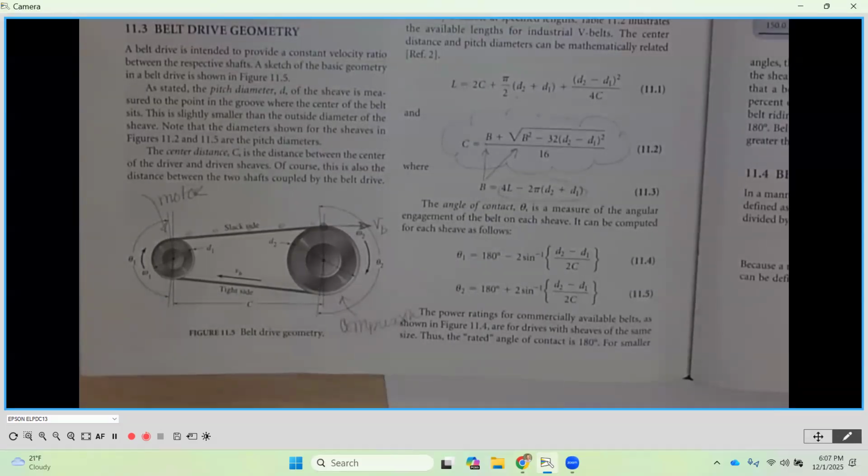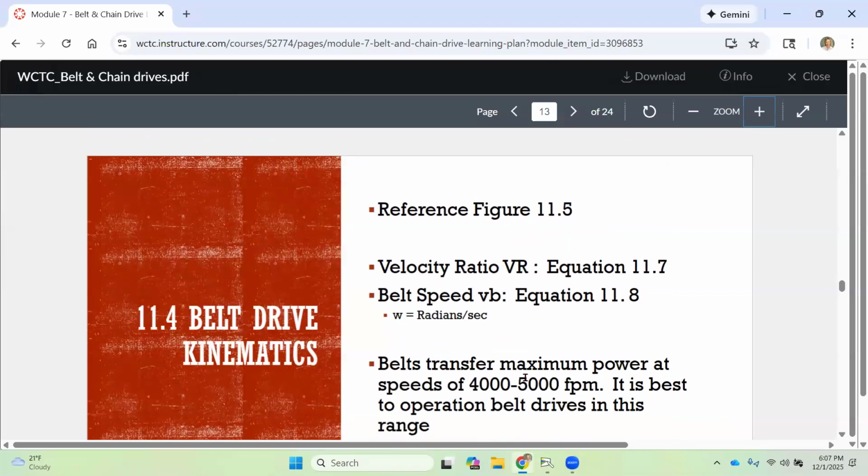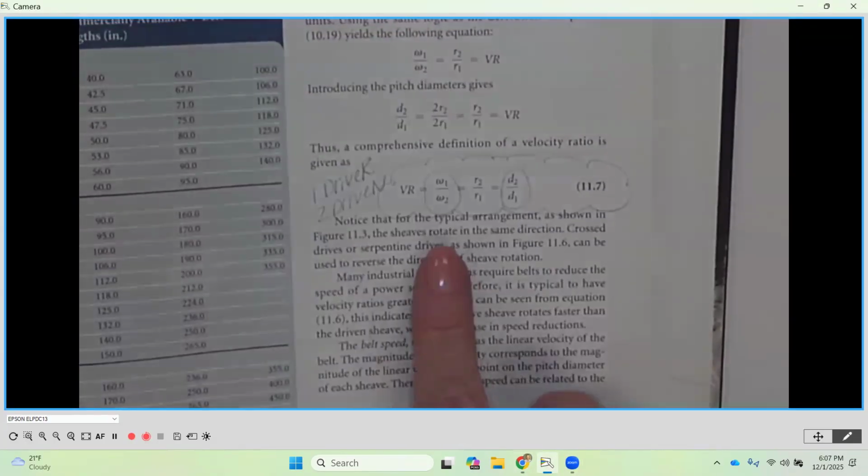All right. Let's go back to our PowerPoints. So we did angle of contact, center distance, and length. Velocity ratios and belt speed. So velocity ratio is going to look very familiar to us. If we look at the top of page 305 in our second column, velocity ratio is looking at how many times the driver sheave has to go around to get the driven sheave to go around once. Does that sound familiar? Yeah, absolutely.